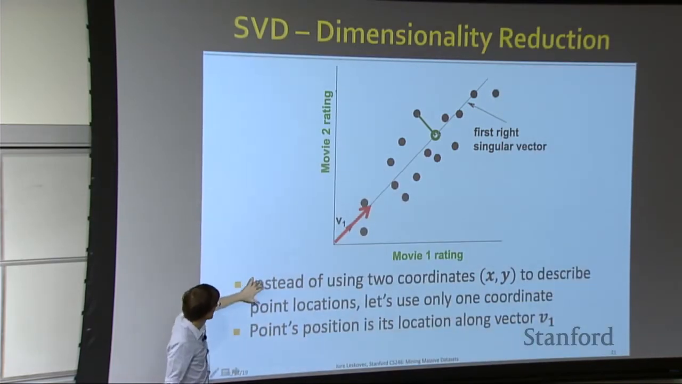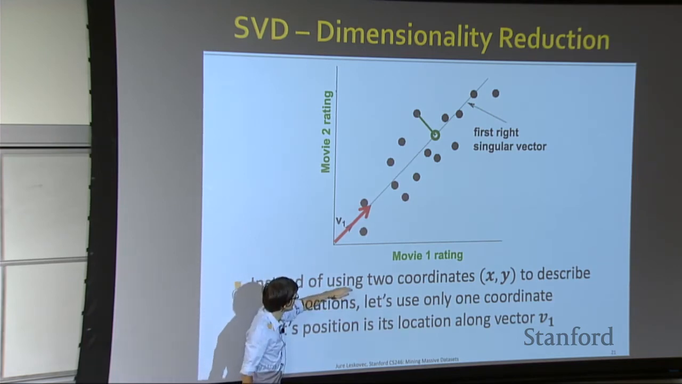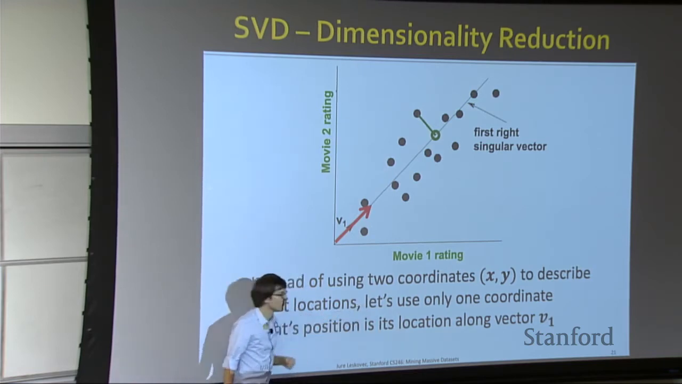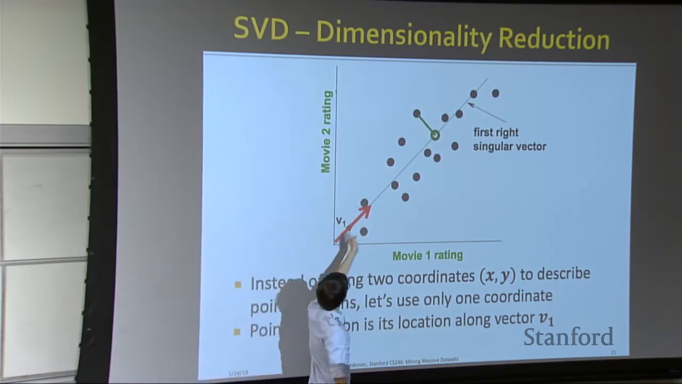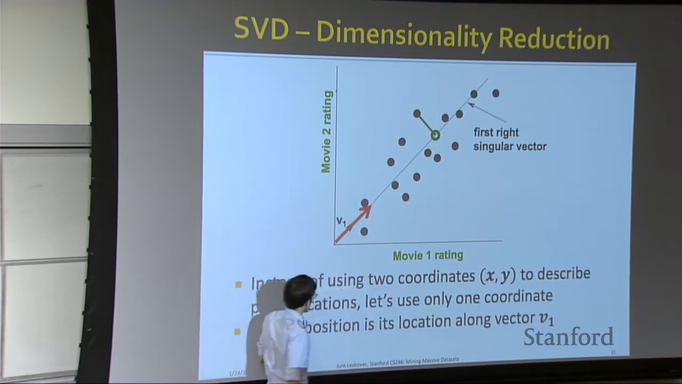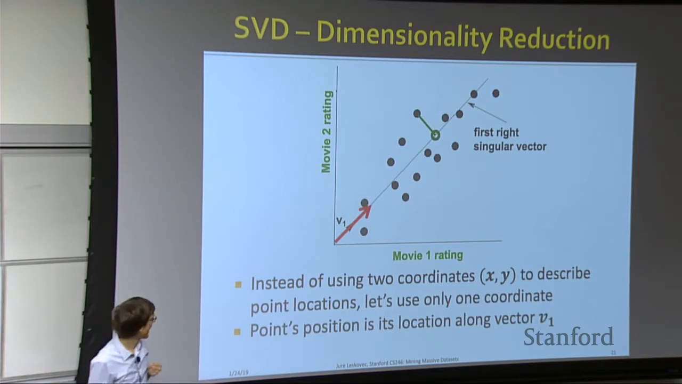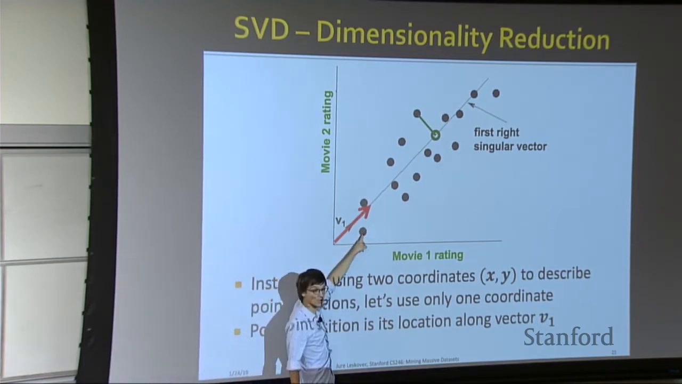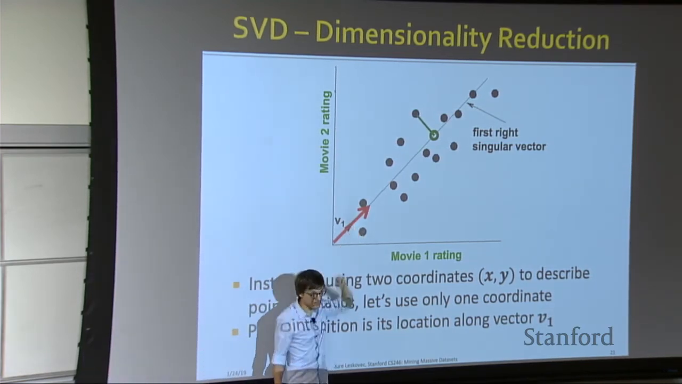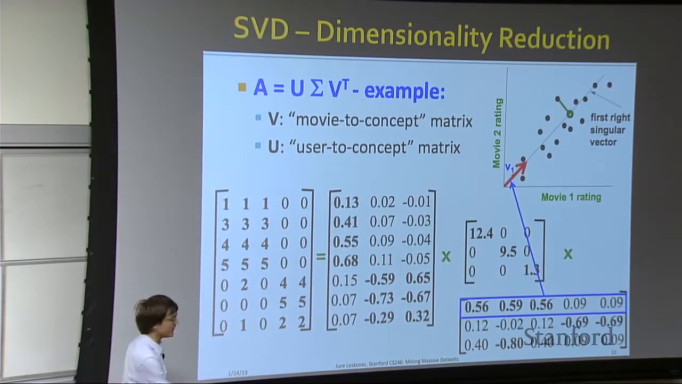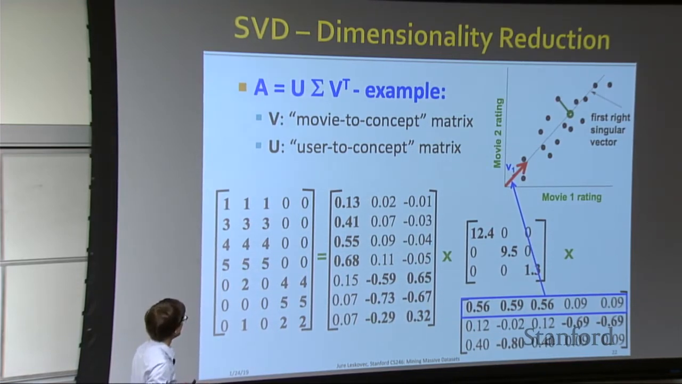So in some sense, if I want to do dimensionality reduction on this data, instead of using two coordinates, x and y, to describe the point, I could decide to use only one coordinate, which would be the distance along this line from the origin, right? But this means I will incur a bit of error, because obviously I cannot reconstruct this point. I would have to project it here, okay? So that's the idea. So how does SVD discover these latent dimensions, and how do we then do dimensionality reduction, right?